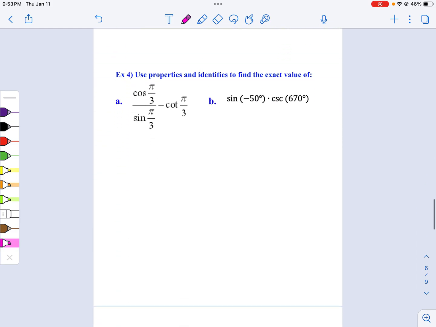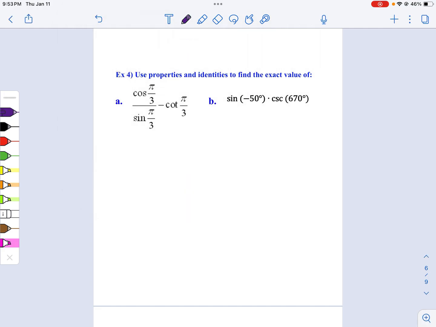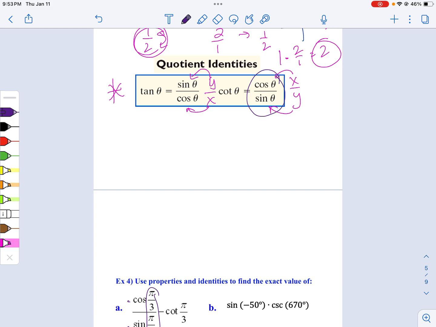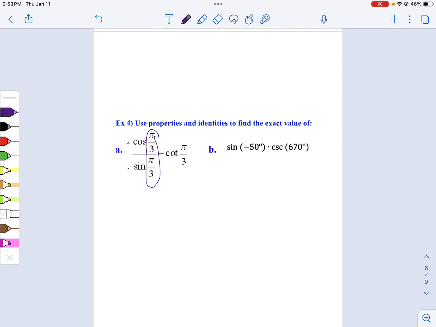All right, so let's use those identities to simplify these problems right here. So notice that my angles are the same, and notice that we have cosine divided by sine. Well, we just said that cosine divided by sine is equal to cotangent. So since these angle measures are the same, I can just rewrite this as cotangent of pi over 3. Now, I'm also subtracting cotangent of pi over 3, and anything minus itself is just 0.